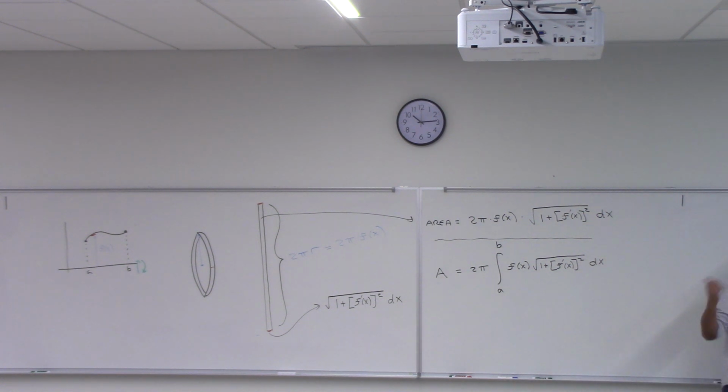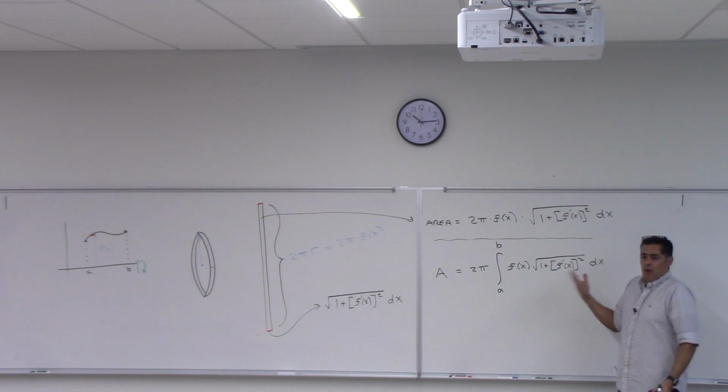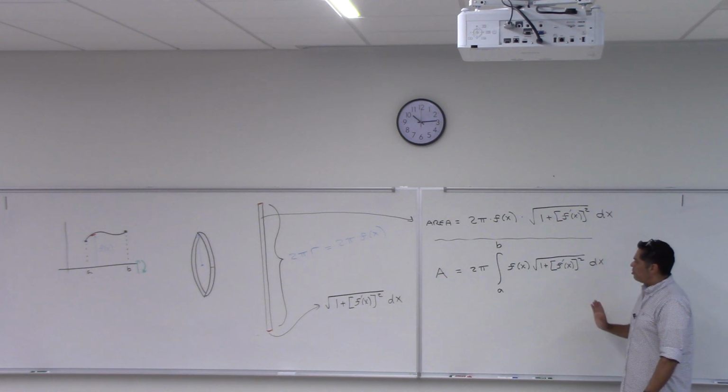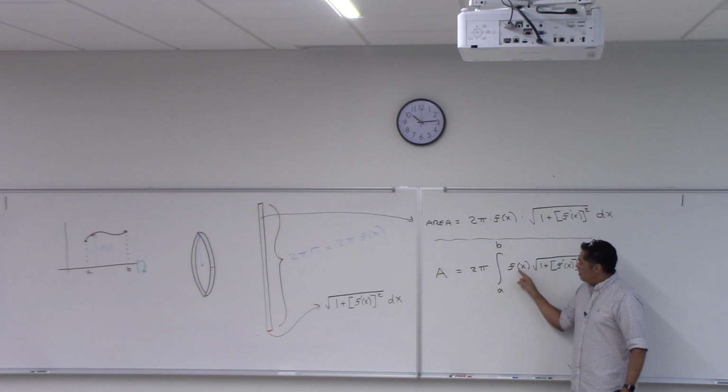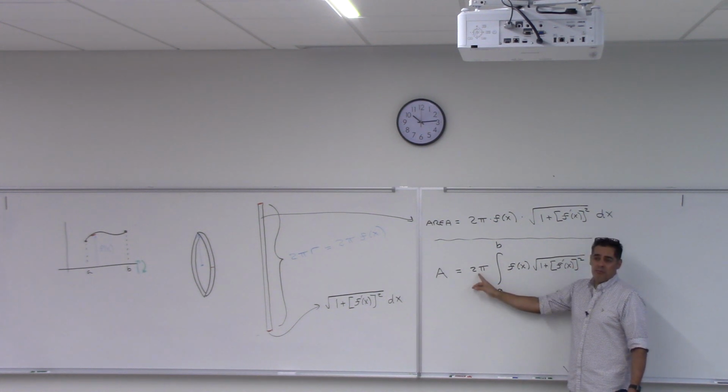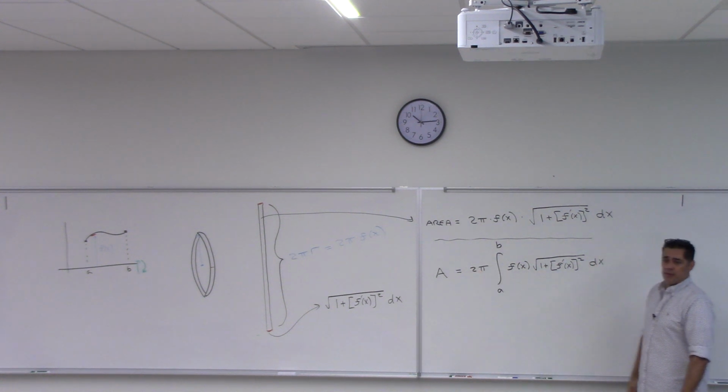So do you see that this formula is almost the same as the arc length formula? It's almost the same. There's one additional thing. The additional thing that we have is that we have to add this f of x out to the front of it, which wasn't there with arc length, and we have to put a 2 pi. If we do that, we're in business. Okay. Shall we do an example?